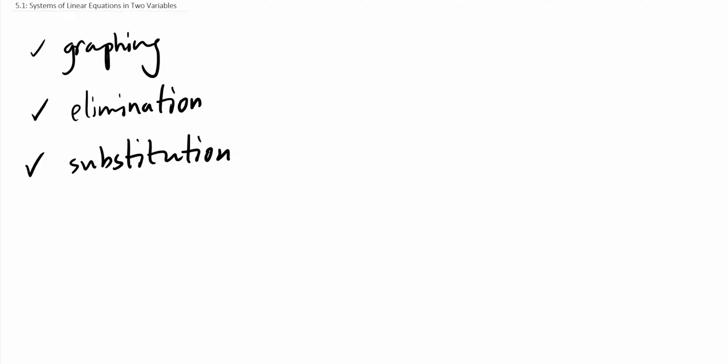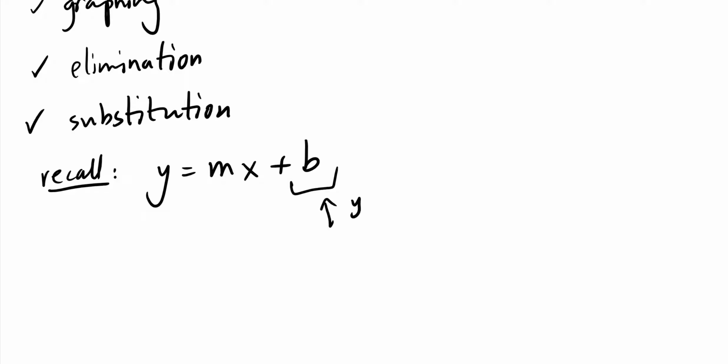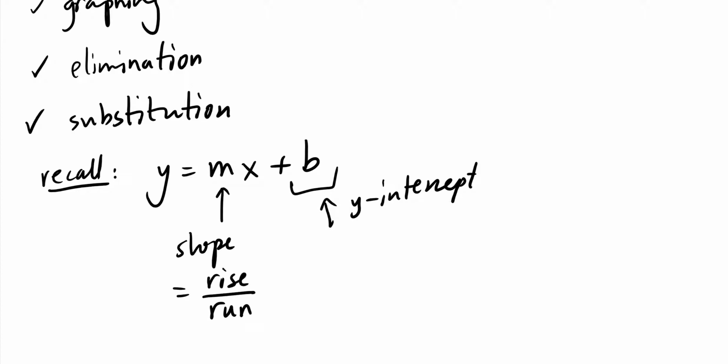When I talk about graphing, just recall that straight lines are written in the form y equals mx plus b. b is called the y-intercept, and m is the slope, which is rise over run.